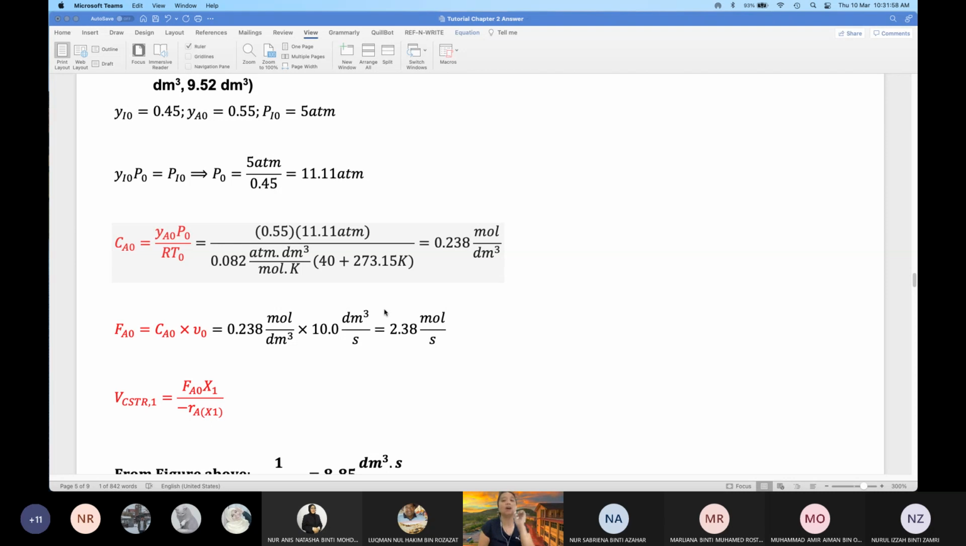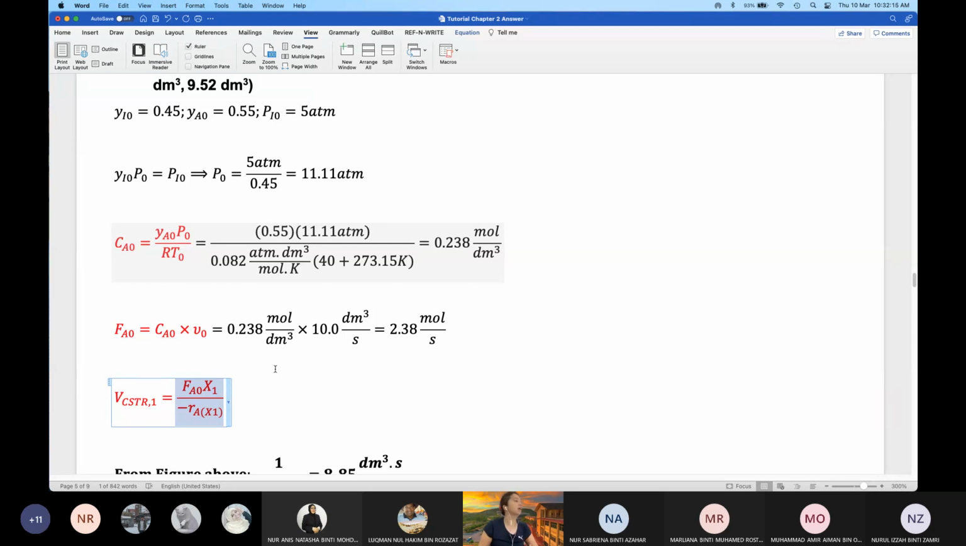Okay, so to find the volume, you will start with the first reactor, the first CSTR. The equation is given as volume CSTR1 equals FA0 X1 over minus RA at X1. Okay, you start from there.